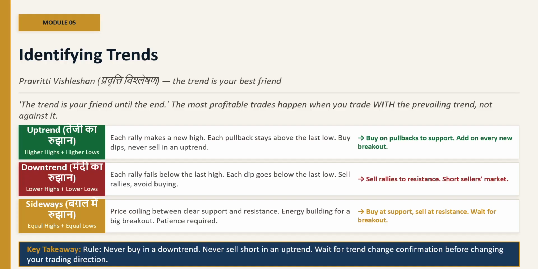In a downtrend, avoid buying. Sell rallies to resistance. The most dangerous words in a bear market are "it has fallen so much, it must be cheap now." Downtrends can last far longer than anyone expects. In a sideways market, buy at the lower boundary and sell at the upper boundary. Wait for the breakout in either direction before taking a larger position. The longer the consolidation, the more powerful the eventual breakout.